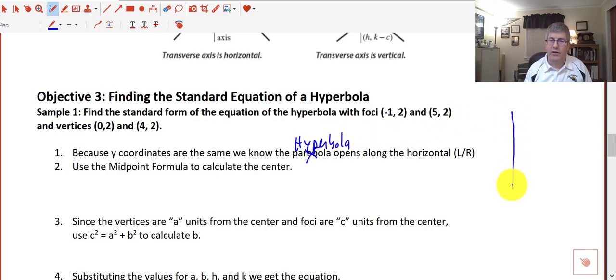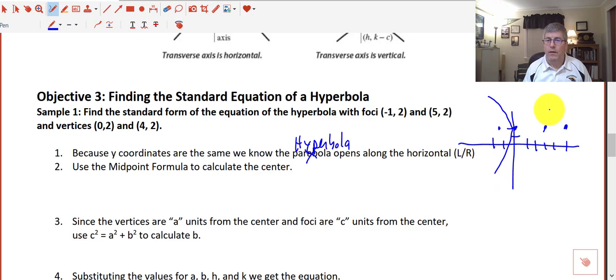If I were sketching a diagram of this, with just our information given, we have foci at -1 on the x, 2 on the y. Vertices are at (0, 2) and (4, 2).